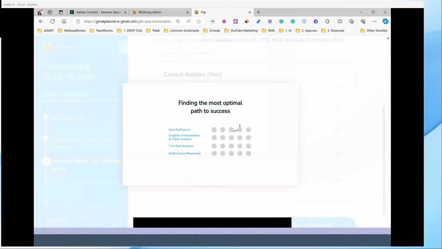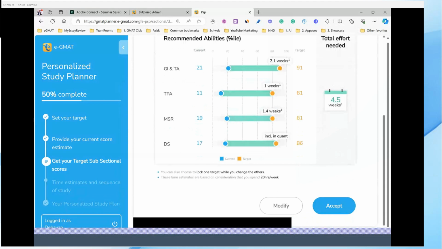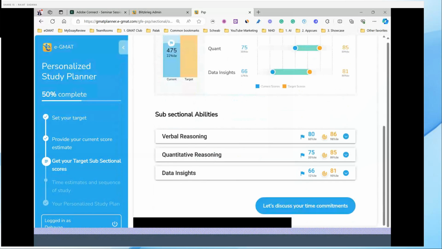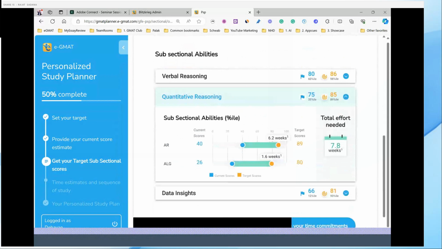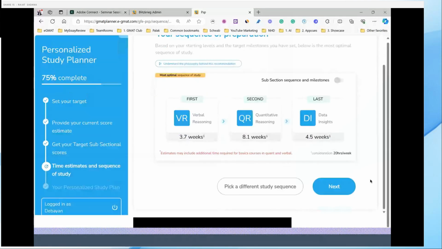Look at DI milestones. Very similar stuff. You can see the amount of time needed. I'm going to accept that. You now have your quant, verbal, and DI milestones. You can expand this, figure out when you start your quant, when you start your verbal, how long you need for each of these areas. Now you can really put in your time commitments here.